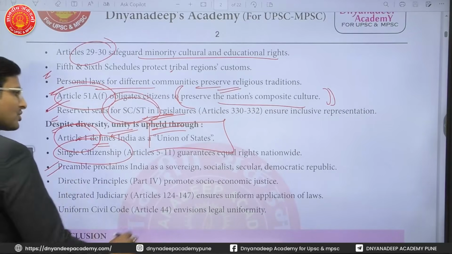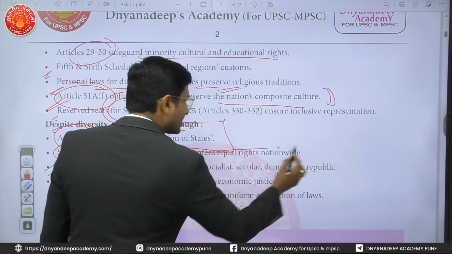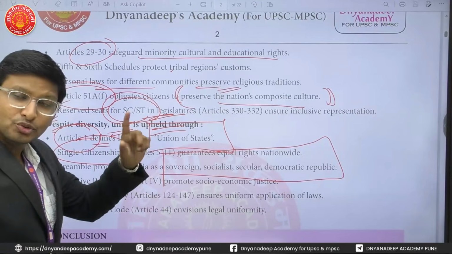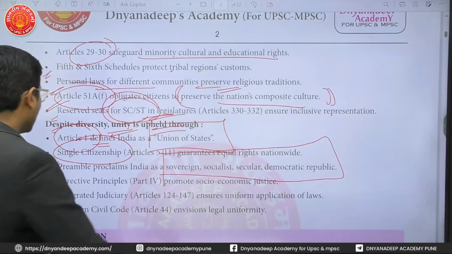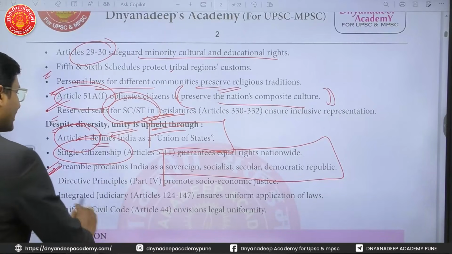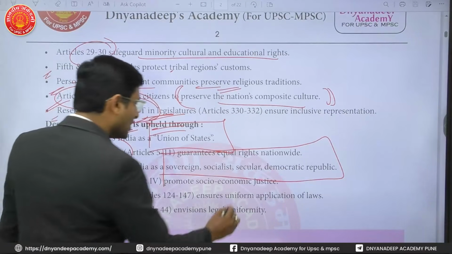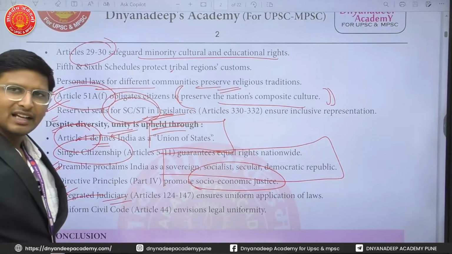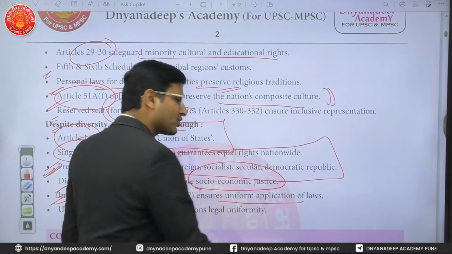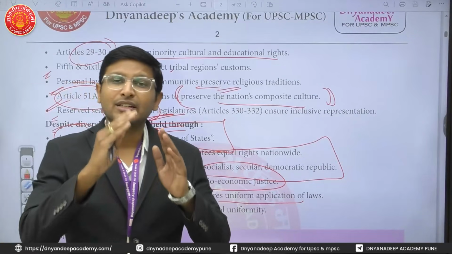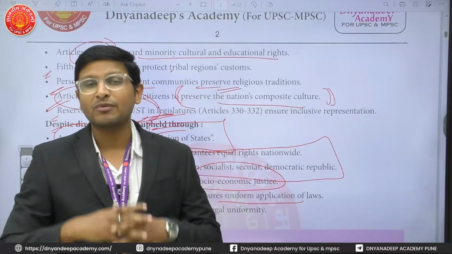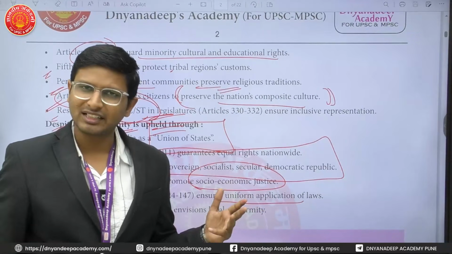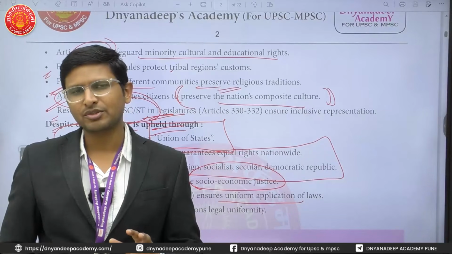Then the Preamble of the Constitution has sovereign, socialist, secular, democratic and republican principles. The Preamble also has the unity and integrity principle that reflects the unity. Then the directive principles of state policy talk about social and economic justice. Then an integrated judiciary also ensures uniform application of law. All these provisions show the importance of unity in the Indian Constitution. So in this question, basically these things have been asked. First thing, the sources of the Indian Constitution.